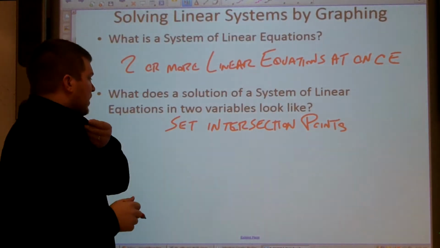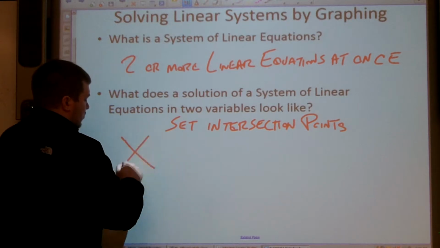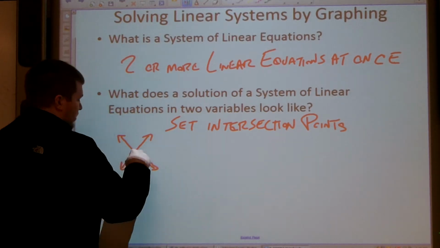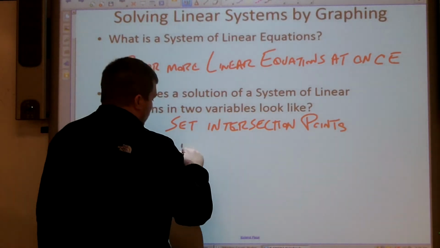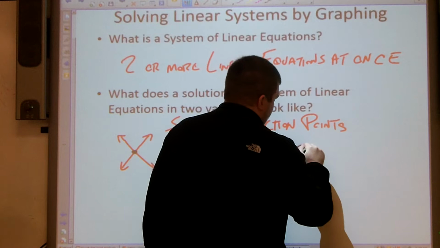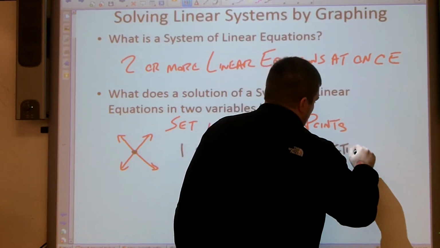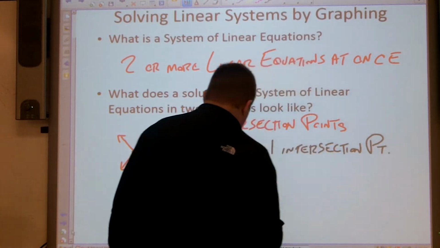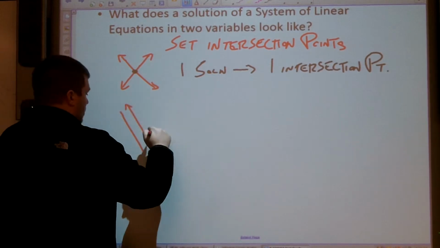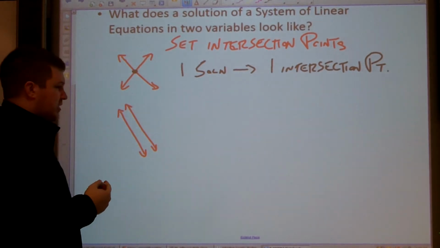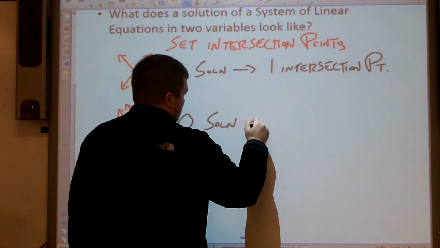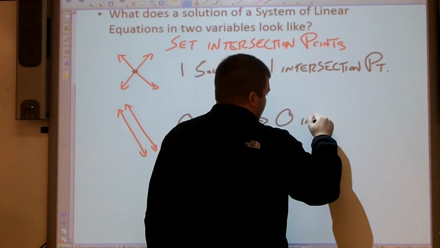And so what that means is we have three different possibilities. If the lines cross like this, then there's only one intersection point. The one intersection point is the solution. So there's one solution because there's one intersection point. Okay, if the lines are parallel, well, parallel just means to never cross, so that just means there's no solutions. So zero solutions, which just means there's zero intersection points.